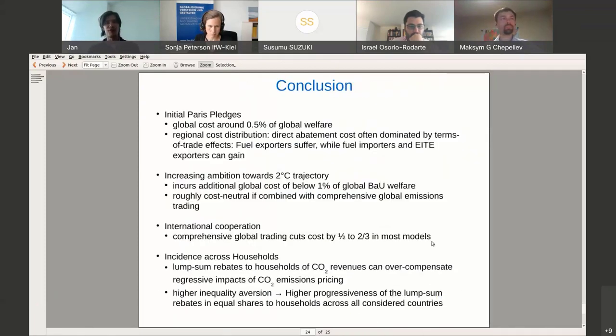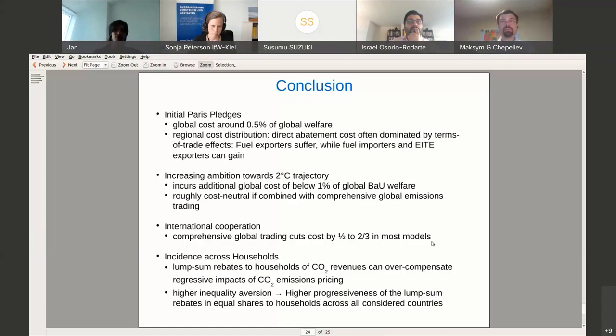So just to very briefly wrap up, we see a global cost of initial Paris pledges of around 0.5%, depending on which model you look at, which are very unevenly distributed, where we find in terms of trade effects actually dominating the direct cost that we would expect from a marginal abatement cost perspective alone. Then increasing these targets in order to go to a 2-degree trajectory, on average or in total incurs additional global cost of below 1% in most model runs of BAU welfare, and are even roughly cost neutral when they're actually combined with a shift to more, say, more even CO2 pricing or comprehensive global emissions trading.